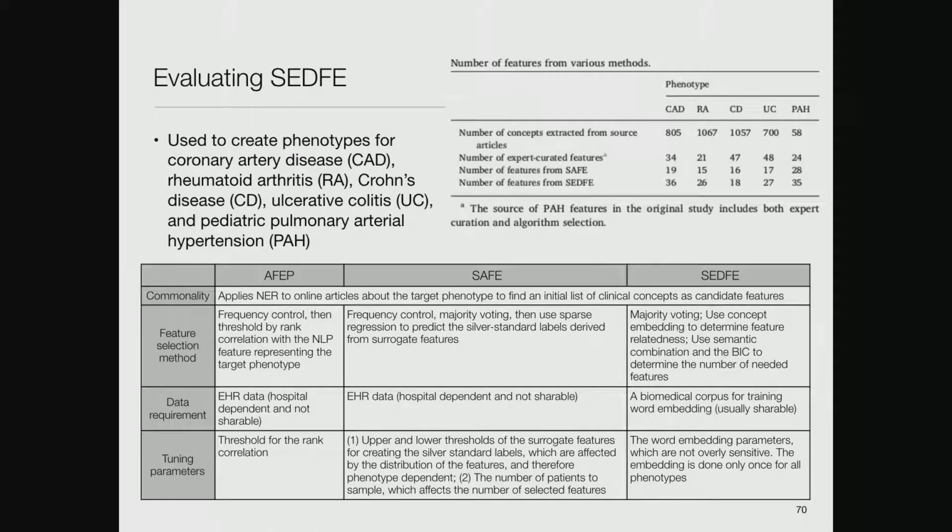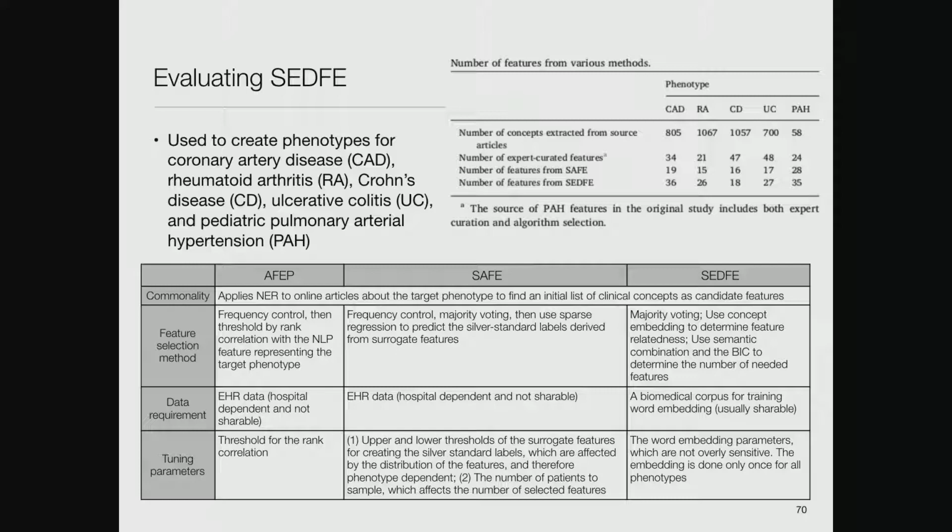And again, what you see is that the expert curated features for these 5 phenotypes, which are coronary artery disease, rheumatoid arthritis, Crohn's disease, ulcerative colitis, and pediatric pulmonary arterial hypertension, they started with 20 to 50 curated features. So these were the ones that the doctors said, okay, these are the anchors in David's terminology.